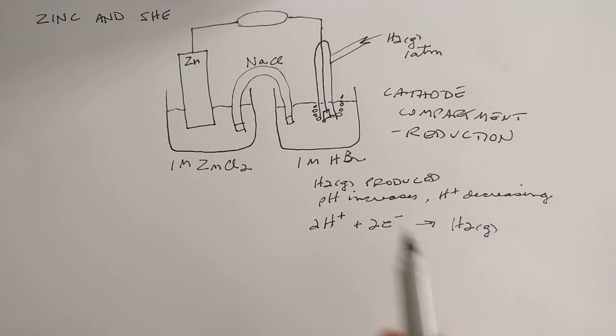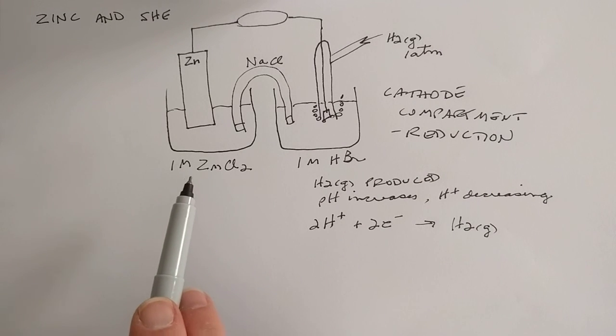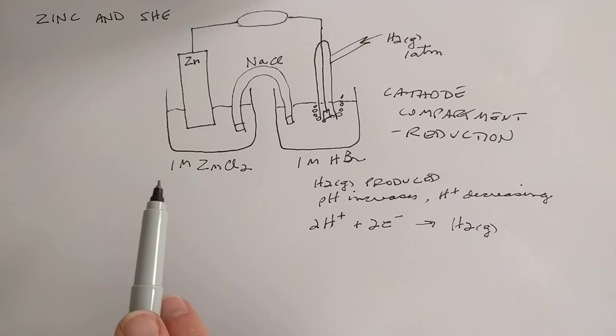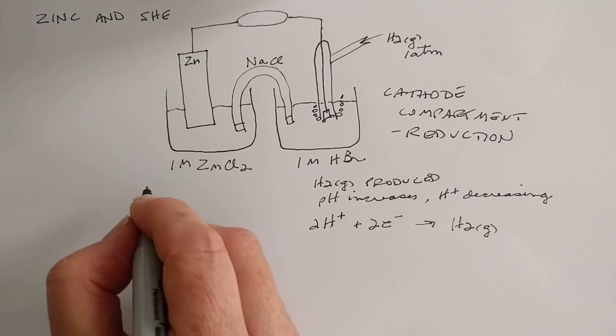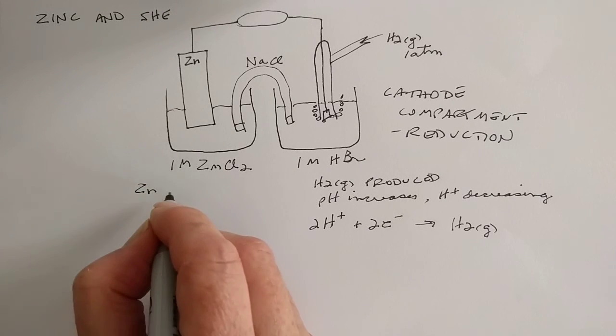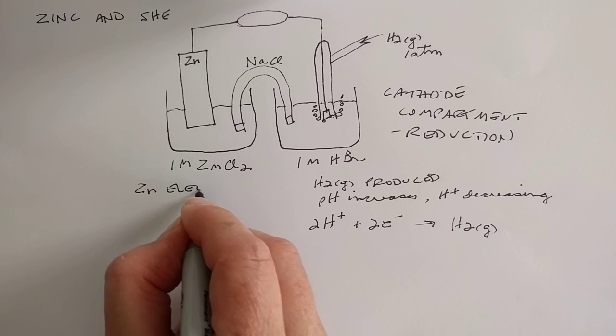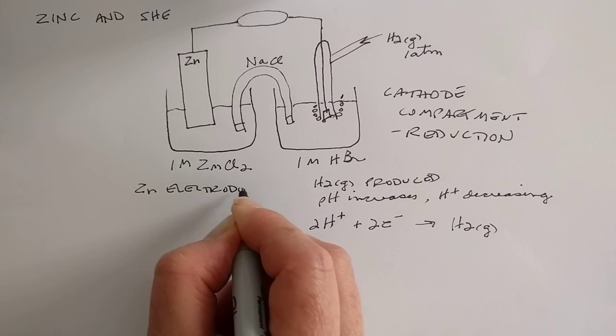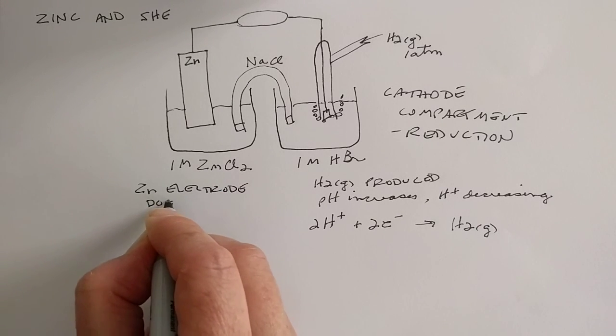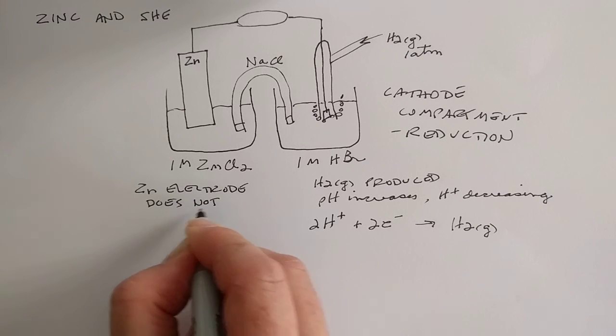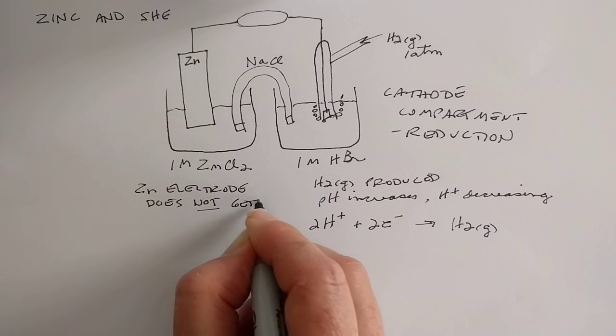And then what would we see happening on this side? So here we notice that the Zn electrode does not get plated.